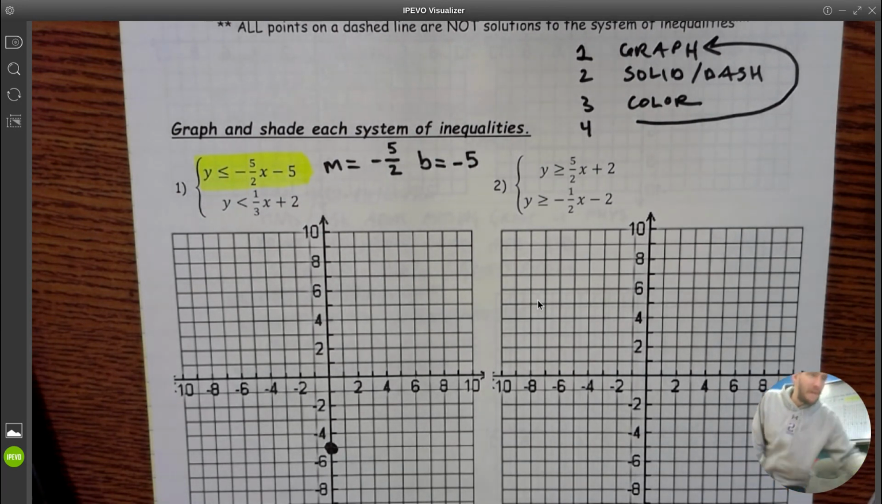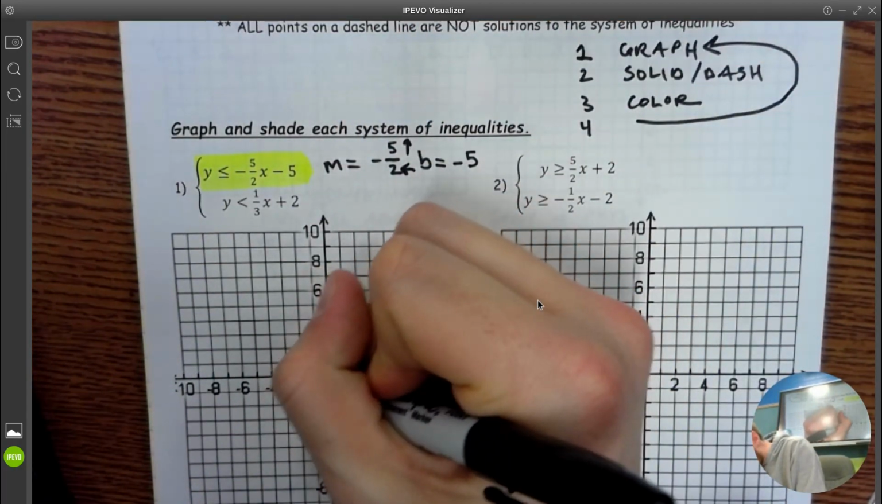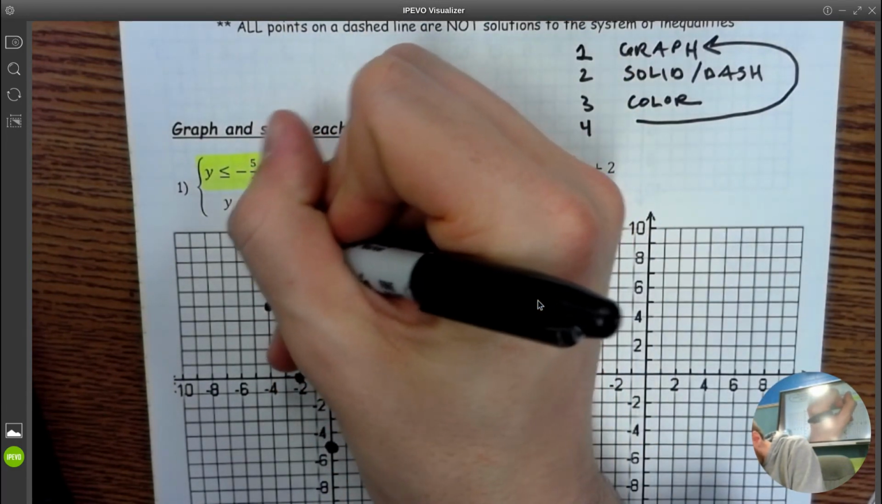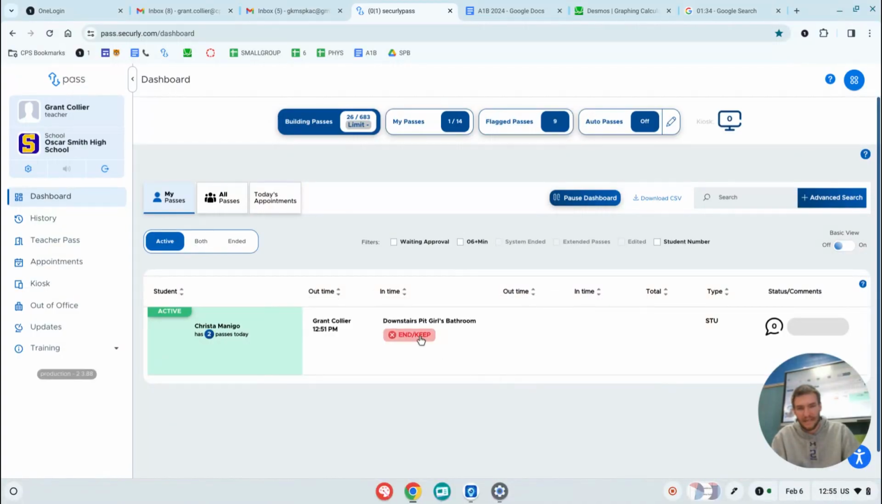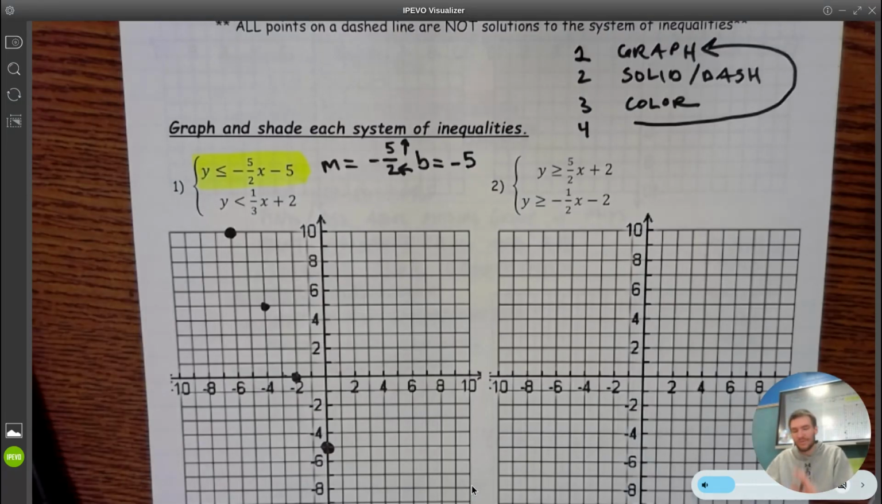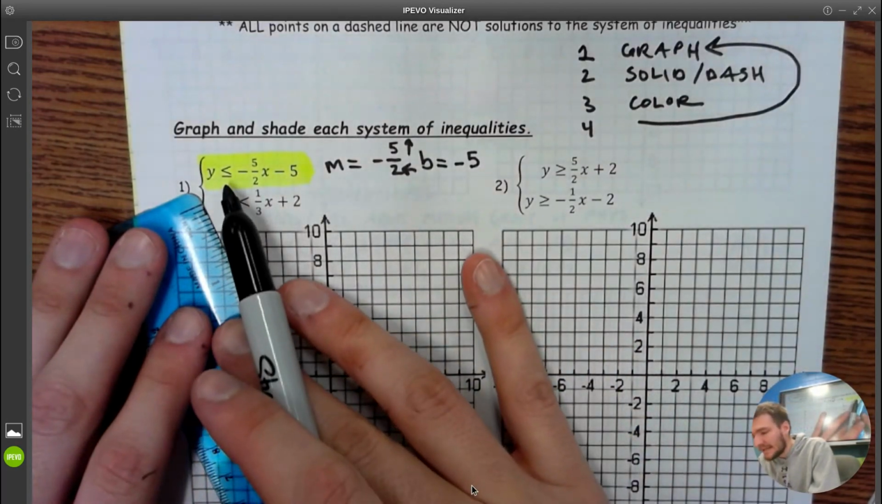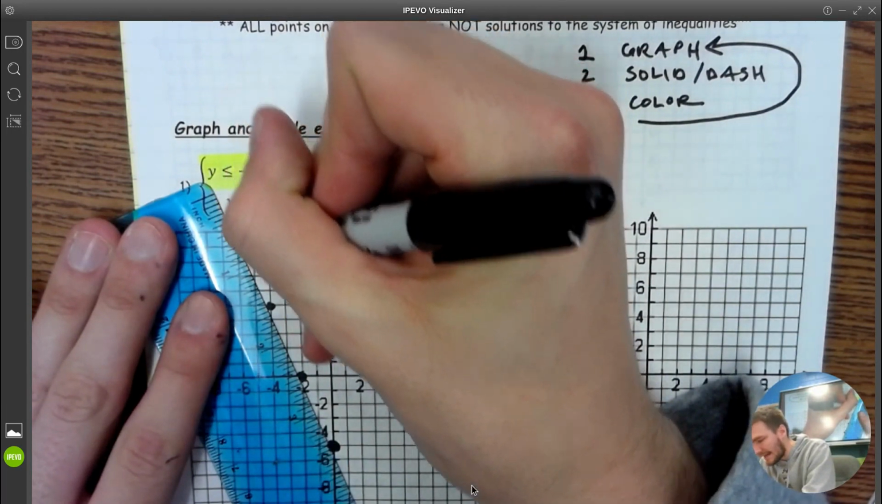We're going to start at -5. And then we're going to go up 5, left 2. Up 5, left 2. And now we're going to hold on for just a second. Before we draw the line, I want us to think, is this supposed to be a solid line or a dashed line? This line has an equal sign. So this is going to be a solid line. So let's go ahead and graph it.